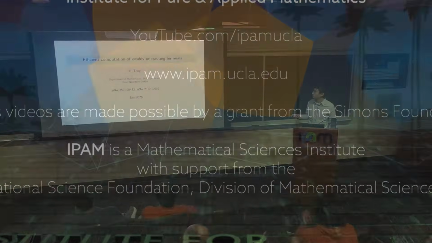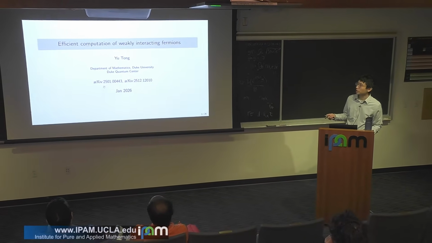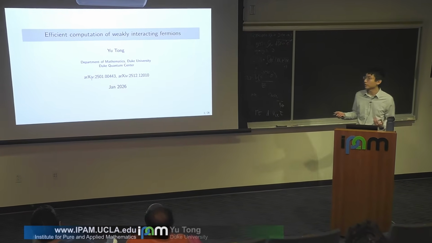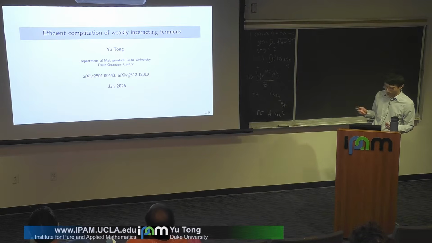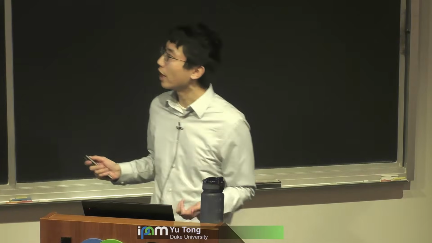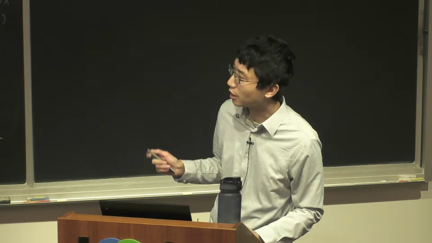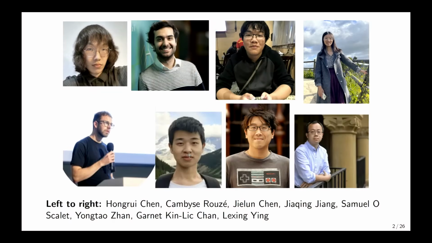So this talk is going to mainly be about these two works. The first work is about a quantum algorithm to solve interacting fermions, and the second work, a classical algorithm. First, my collaborators. The first work was a collaboration with Yongtao Zhang, who's a graduate student at Caltech. And the second work was a collaboration involving everyone here. I would especially like to mention Hongray Chen, who did most of the heavy lifting in the second work.